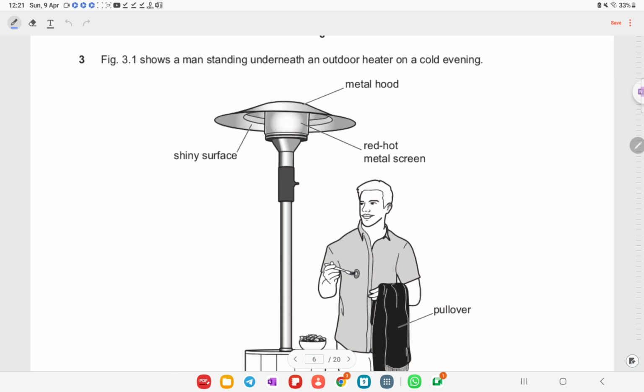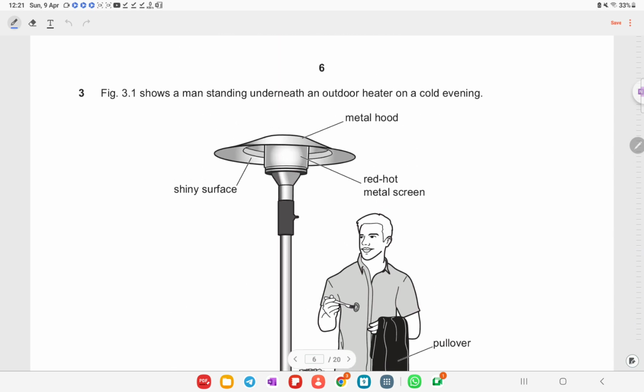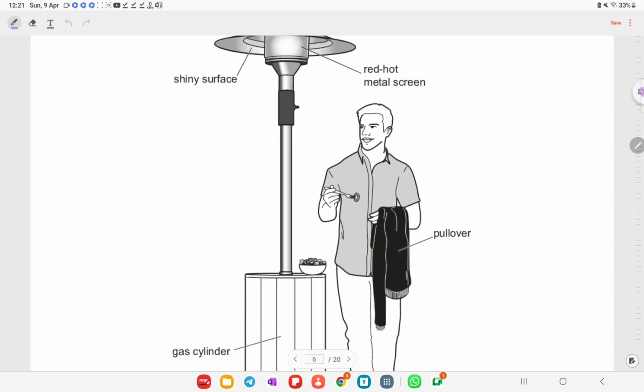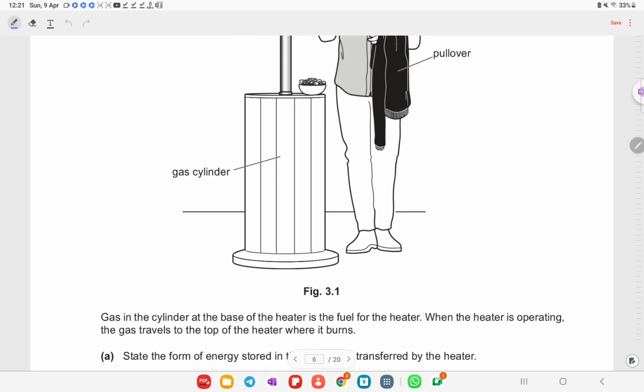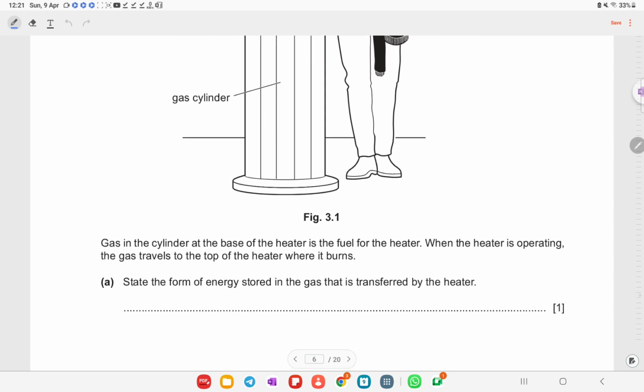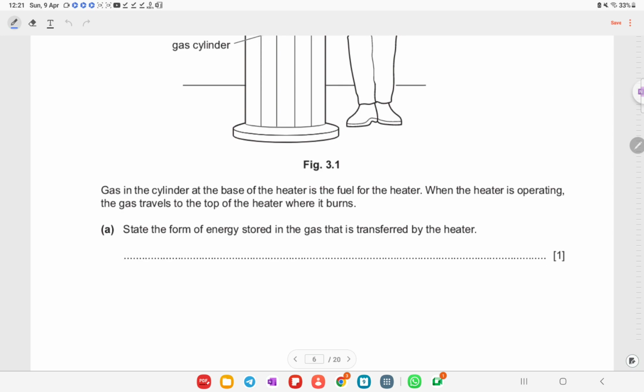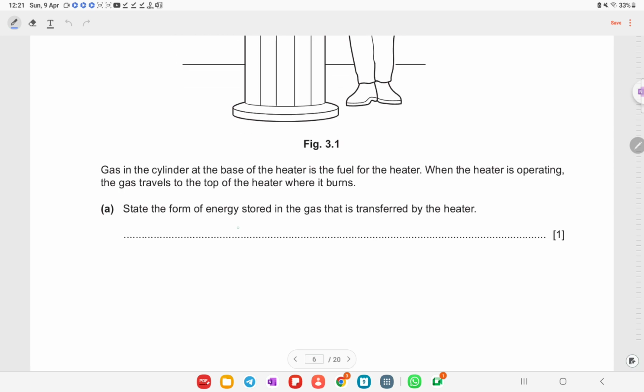Okay, now there's another question, and it states that Figure 3.1 shows a man standing underneath an outdoor heater on a cold evening, and gas in the cylinder at the base of the heater is the fuel of the heater. When the heater is operating, the gas travels to the top of the heater where it burns. State the form of energy stored in the gas that is transferred by the heater. So this is basically as simple as this: that is chemical potential energy. This carries 1 mark.